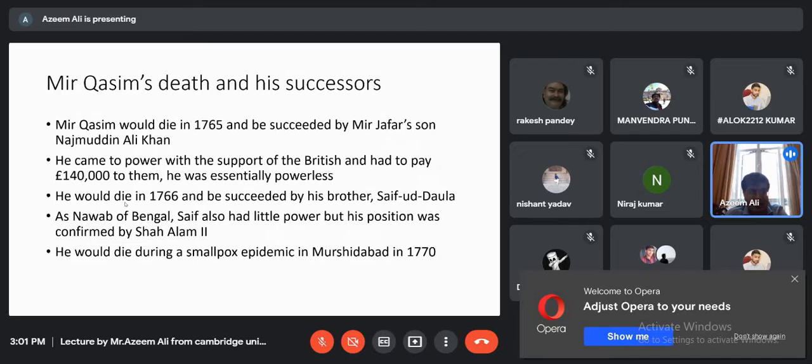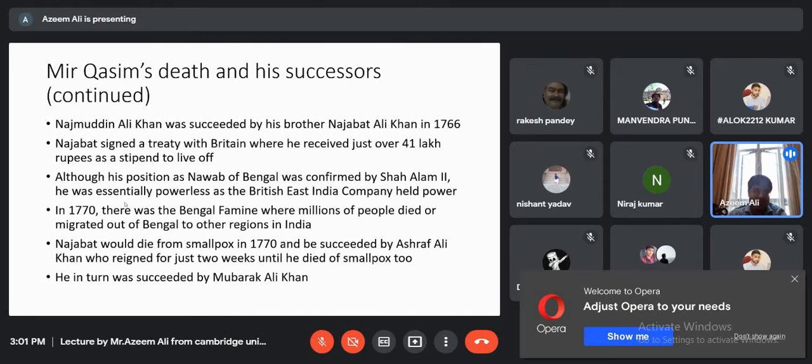He came to power with the support of the British and had to pay £140,000 to them, which left him essentially powerless. He would die in 1766 and be succeeded by his son, Saif-ud-Dawla. As Nawab of Bengal, Saif also had little power, and his position was confirmed by Shah Alam II. He died during a smallpox epidemic in Murshidabad in 1770. And Najmuddin Ali Khan was succeeded by his brother Najabat Ali Khan in 1766.